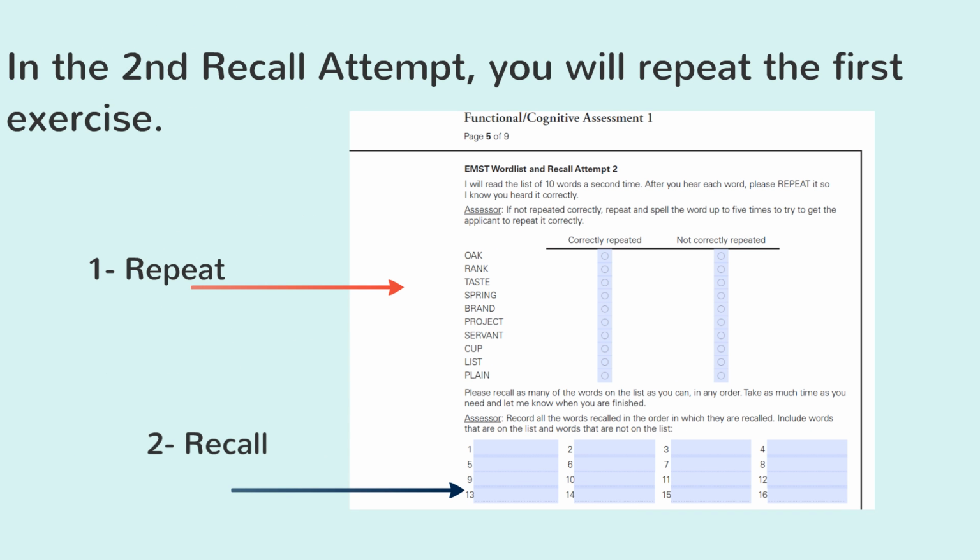This is the second recall attempt. You will repeat the first exercise. Begin by reading the 10 words a second time, and after each word, ask the applicant to repeat it so you know they heard it correctly. Then again, you will ask the applicant to recall as many of the words on the list as they can in any order. And then you will record the words recalled in the order that the applicant states them.